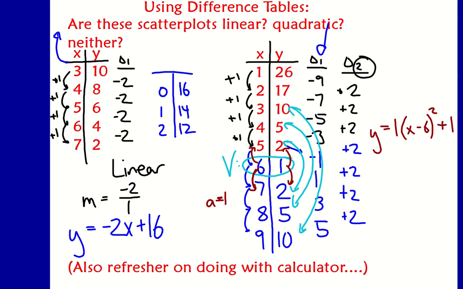With the calculator, we would put the points in L1 and L2, and we would choose, to calculate the regression, we would choose QuadReg for quadratic regression here. Last but not least, I want just a little refresher on converting between forms.